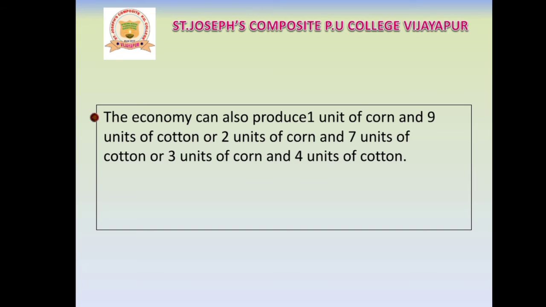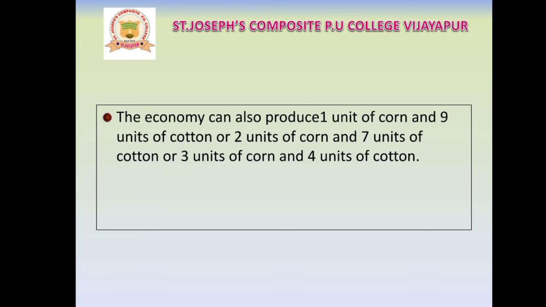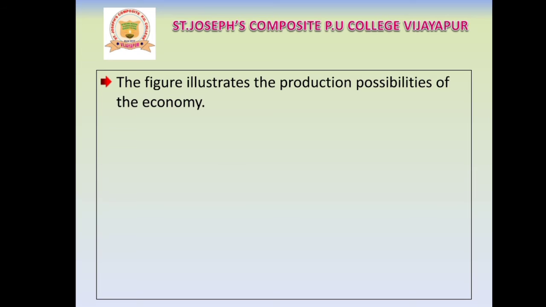The economy can also produce 1 unit of corn and 9 units of cotton, or 2 units of corn and 7 units of cotton, or 3 units of corn and 4 units of cotton. These are also possible in the economy. But the question is what the maximum production possibilities are if we use the resources equally for both products.